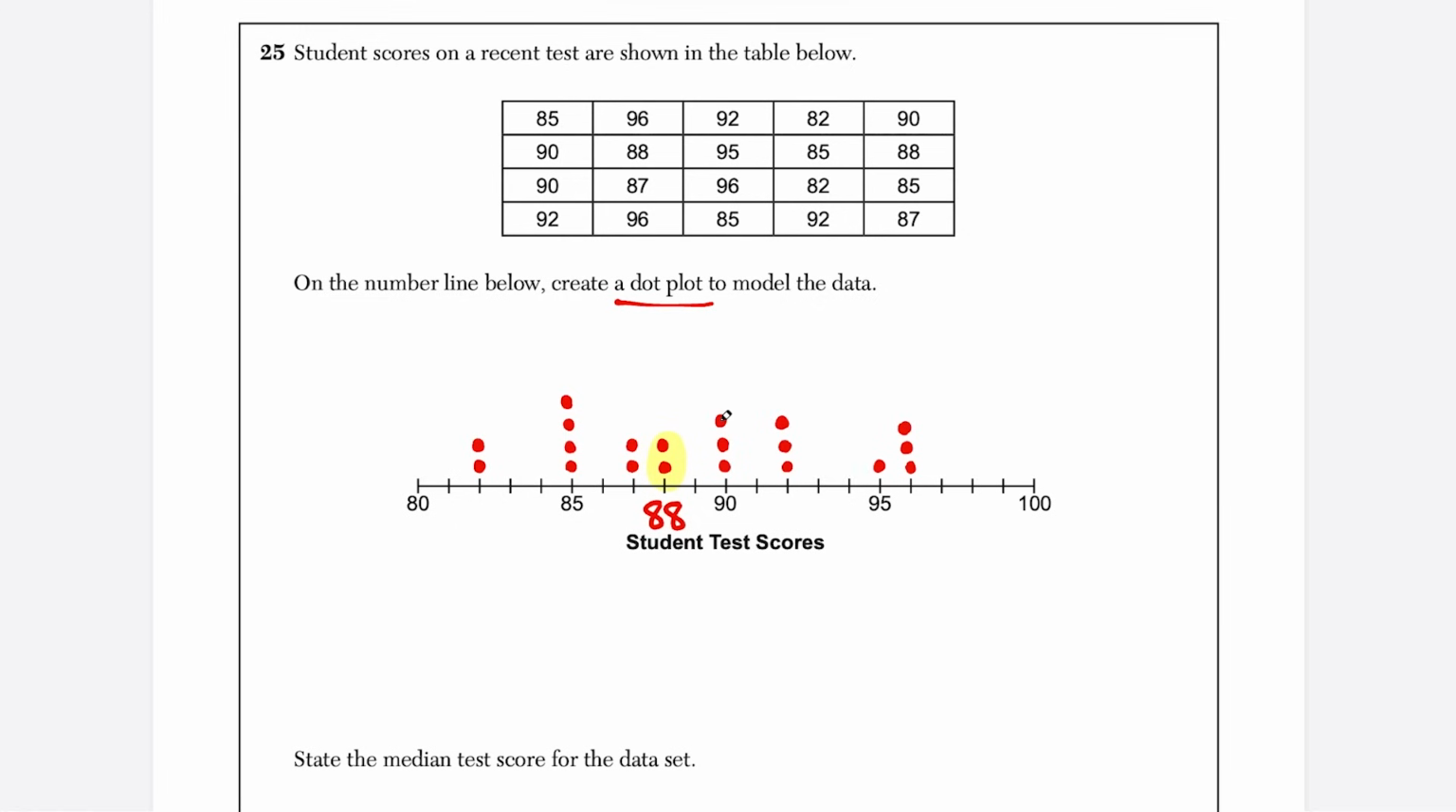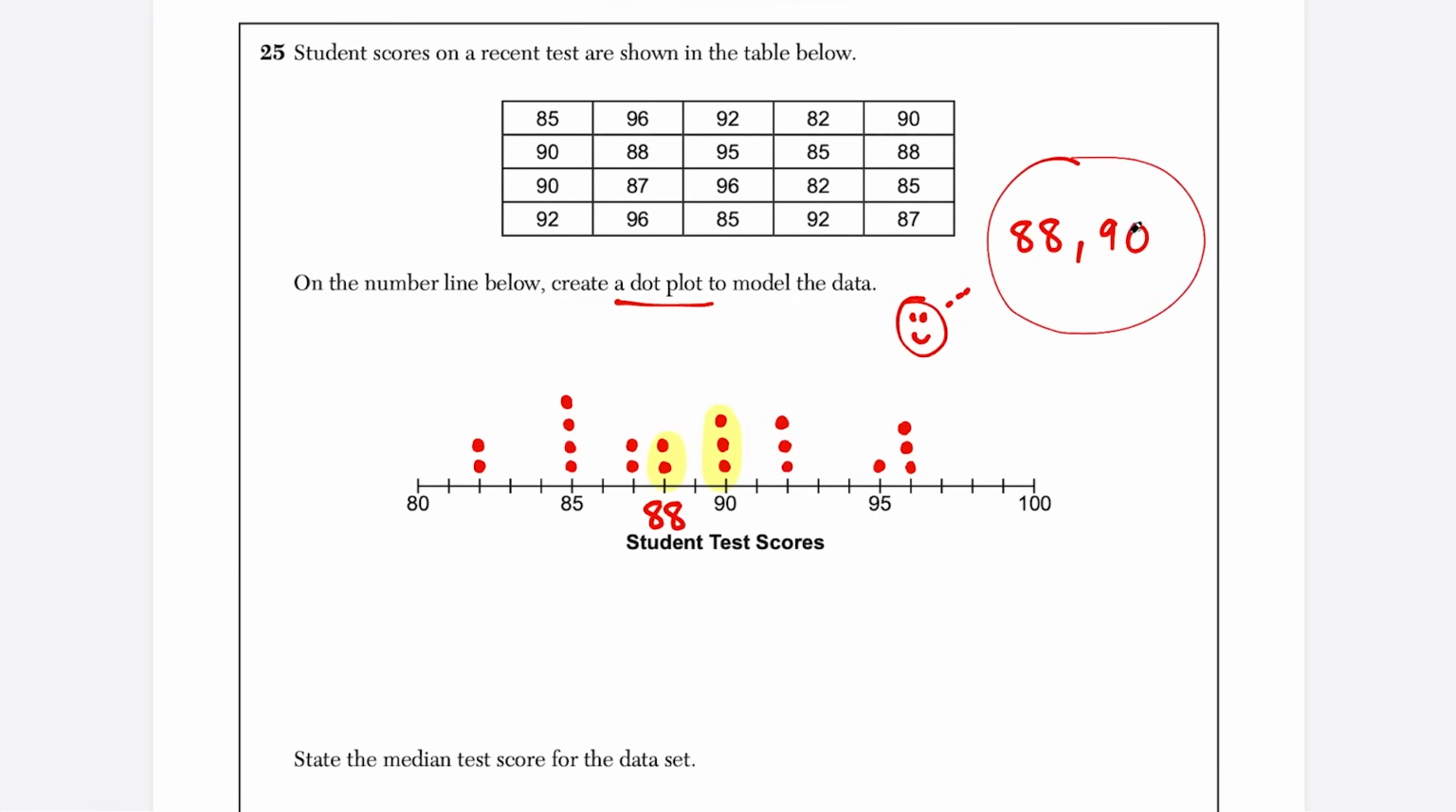And then notice that the 11th score is going to be one of the 90s here. So when you're trying to find the median and you have an even amount of entries, the median is the average of the two. Because we have 20 total and 20 is even, we're not going to have a true middle. So we have 88 repeating, and then we have 90 like this.